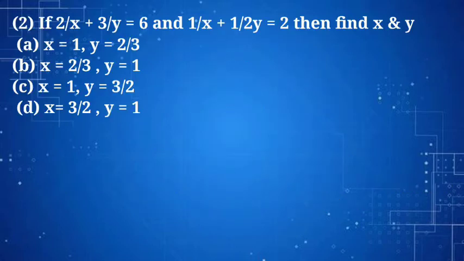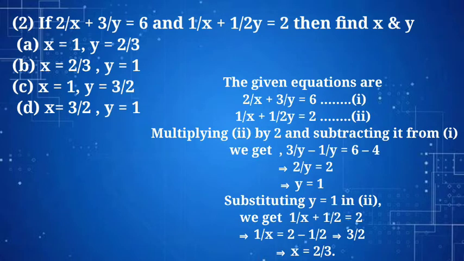Then question number 2. If 2 by x plus 3 by y equal to 6 and 1 by x plus 1 by 2y equal to 2, then find x and y. So here the two equations, equation number 1: 2 by x plus 3 by y equal to 6 and equation number 2: 1 by x plus 1 by 2y equal to 2. So multiply equation number 2 by 2.